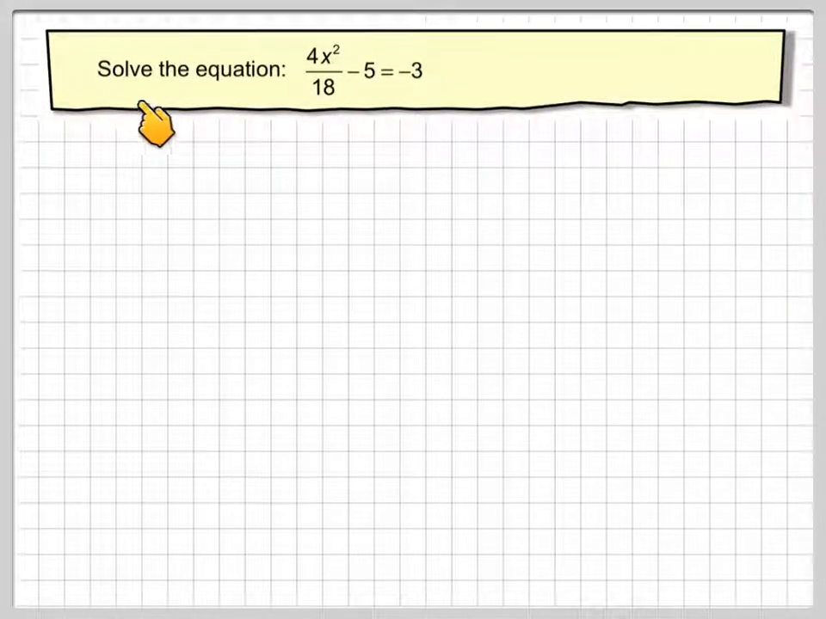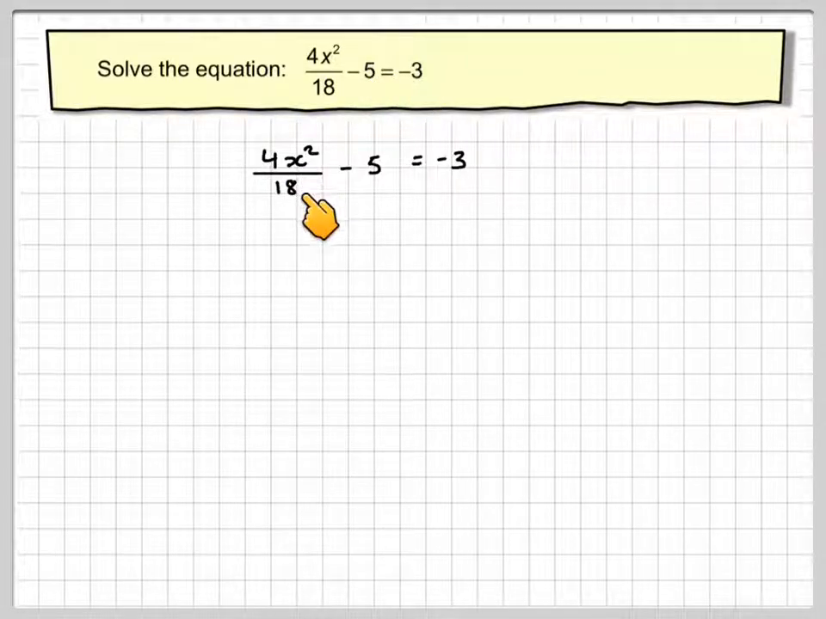Right, now we're going to solve the equation 4x squared over 18 minus 5 is equal to minus 3. So writing that down, 4x squared over 18 minus 5 is equal to minus 3. Right, again, solving equations is about opposites.